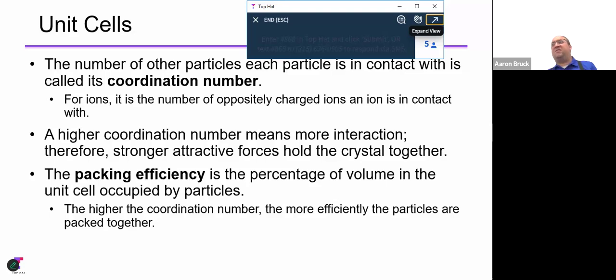This is closely related to something called packing efficiency. Packing efficiency is the volume percent of a unit cell that is occupied by actual particles as opposed to empty space. And the higher the coordination number is, the more efficiently the particles are packed, the less empty space there is. And again, with a higher degree of packing, we usually will see higher densities. We'll also usually see higher intermolecular forces, which means higher melting points.